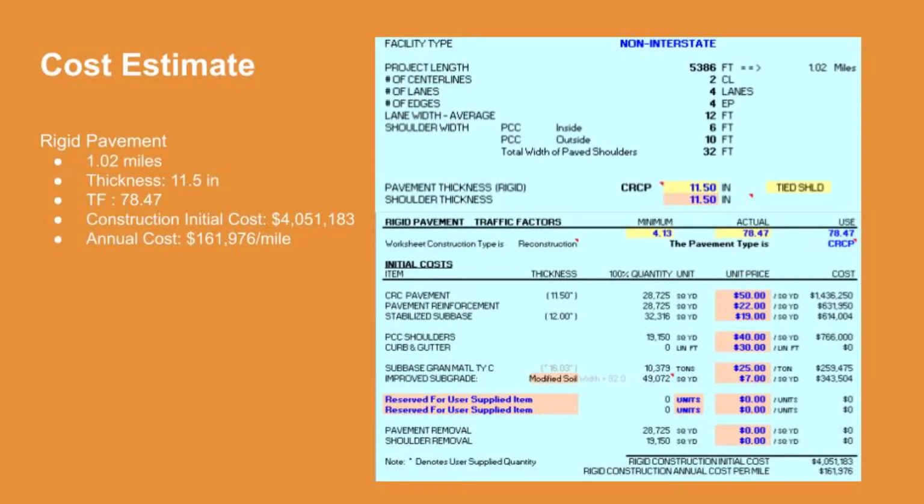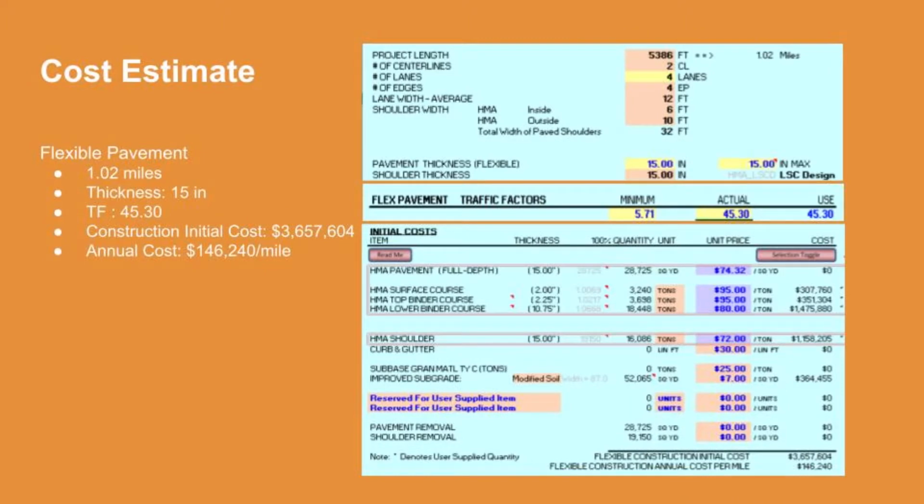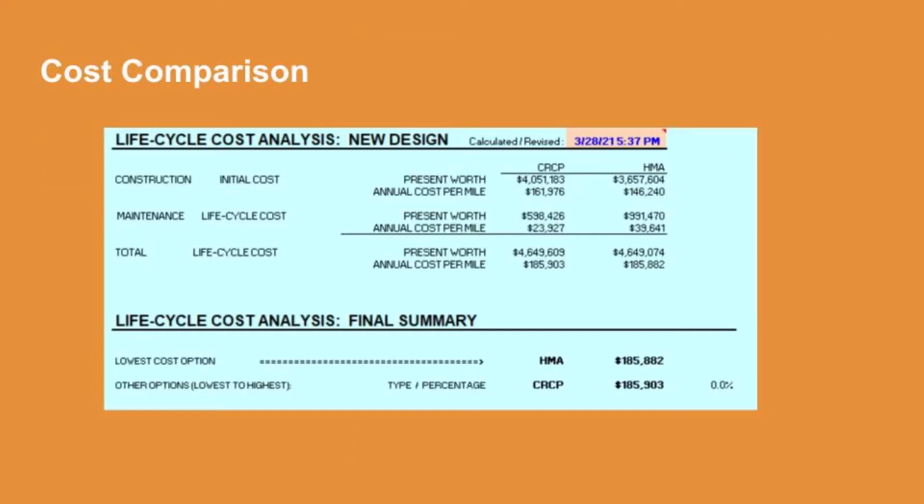We can see that the initial price of our rigid pavement design is $4,051,183. When looking at the flexible pavement, we can see that the initial cost is $3,657,604. We can see the noticeable difference in price, but this makes sense since flexible pavement is known to be cheaper to construct, but it is worth noting that the maintenance for flexible pavement is higher than that of rigid pavement. When looking at the total life cycle cost analysis, we can see that the cost of pavements come out to be almost the same, even though their initial prices are different.